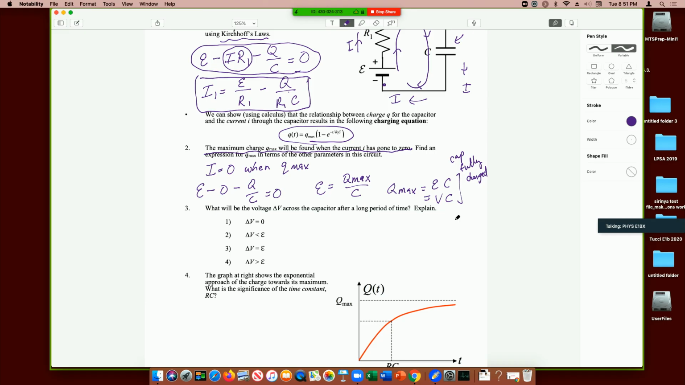So when it's fully charged, what will be the potential difference across the capacitor? It'll be the same as the battery, right? That's why the current stops. When the battery and the capacitor are at the same potential, there's not going to be any current flowing. Yeah?